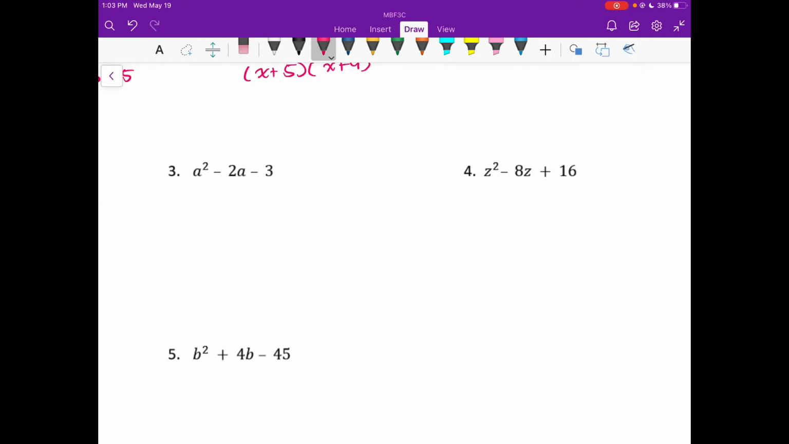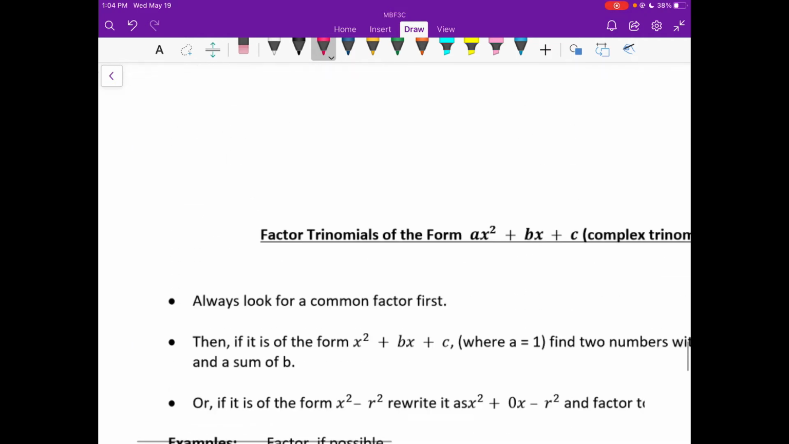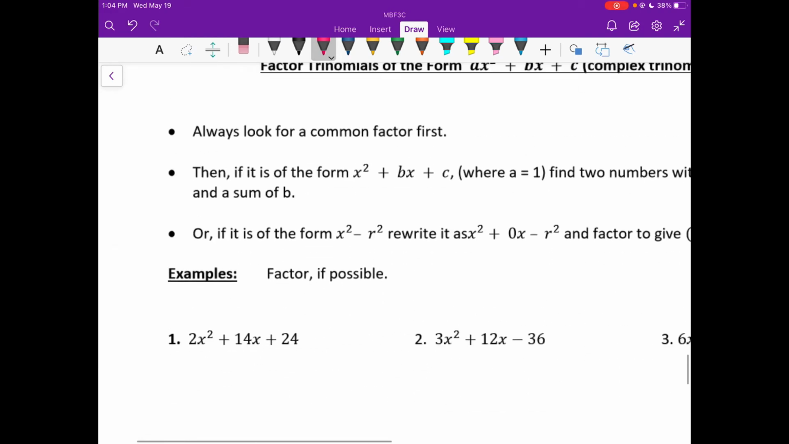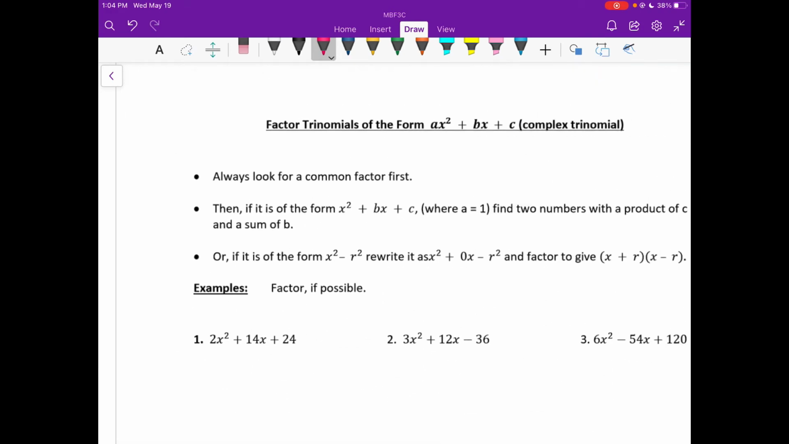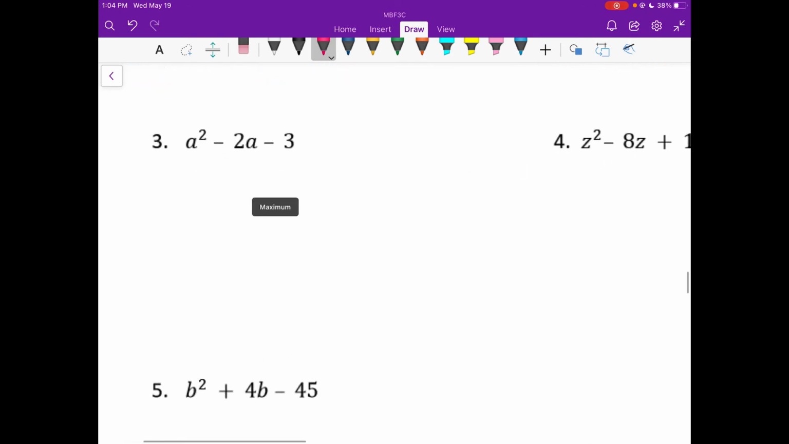So moving on, we're going to do 3, 4, and 5 together, right? And then I'm going to just go through difference of squares with you, as well as factoring trinomials in the form ax squared plus bx plus c. So let's go through this one together.